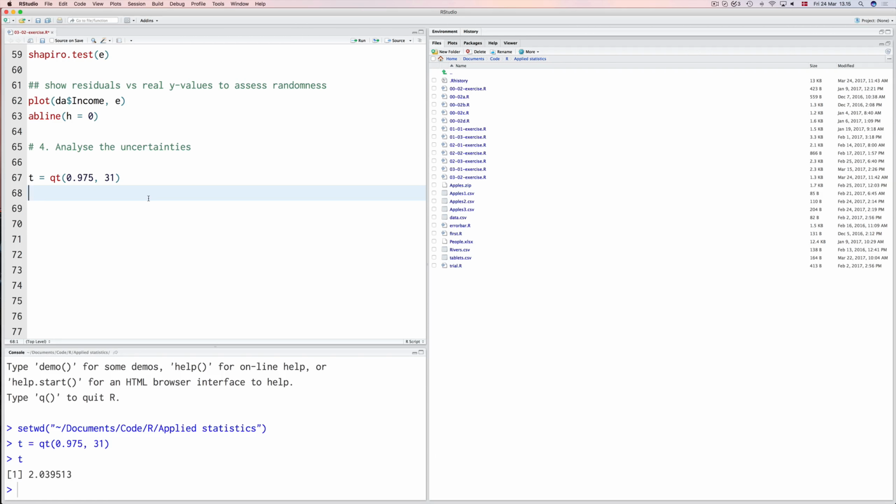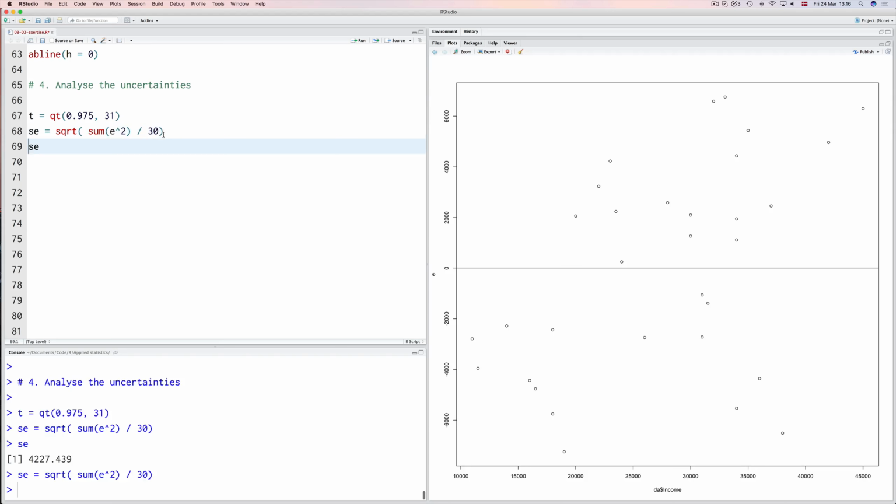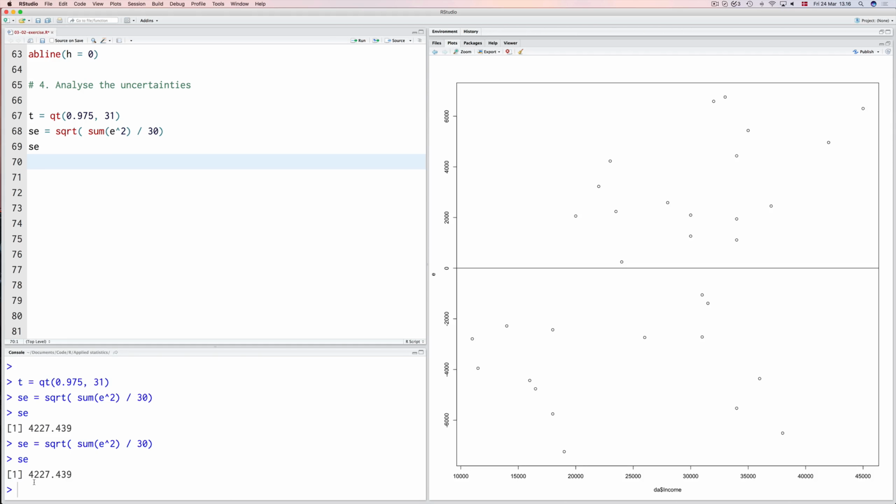It's our e values, right? So we can do it like this. Standard error is a square root of sum of squared differences divided by n minus 2. In our case, n minus 2 is 30. I will just write 30. And then I should get the same standard error as we have. So you can see that it's indeed 4.227. Okay. So now we have standard error.